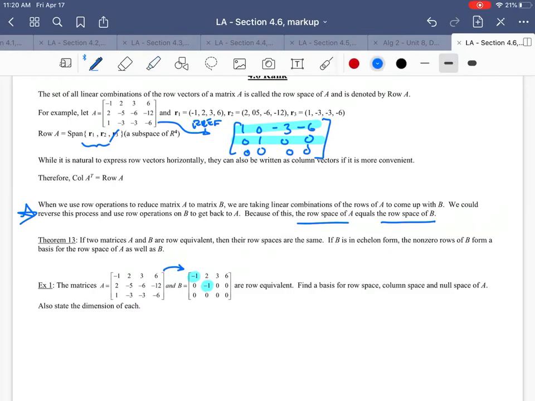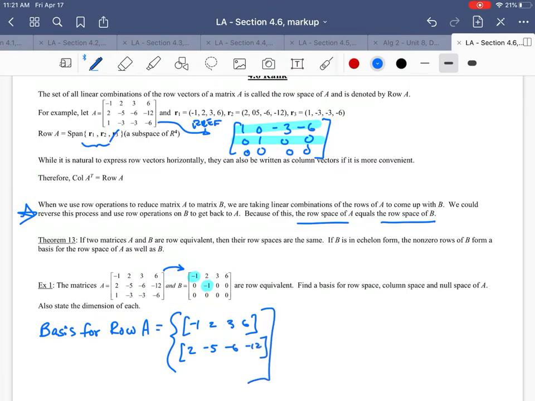So the row space and the column space are really simple because all I do is go back and call up the rows and columns of pivots. So the basis for the row space is the 2 rows with the pivots, but I go back to the originals. So I say negative 1, 2, 3, and 6. And the second row, 2, negative 5, negative 6, and negative 12. All right, oops, that's the wrong kind of bracket.